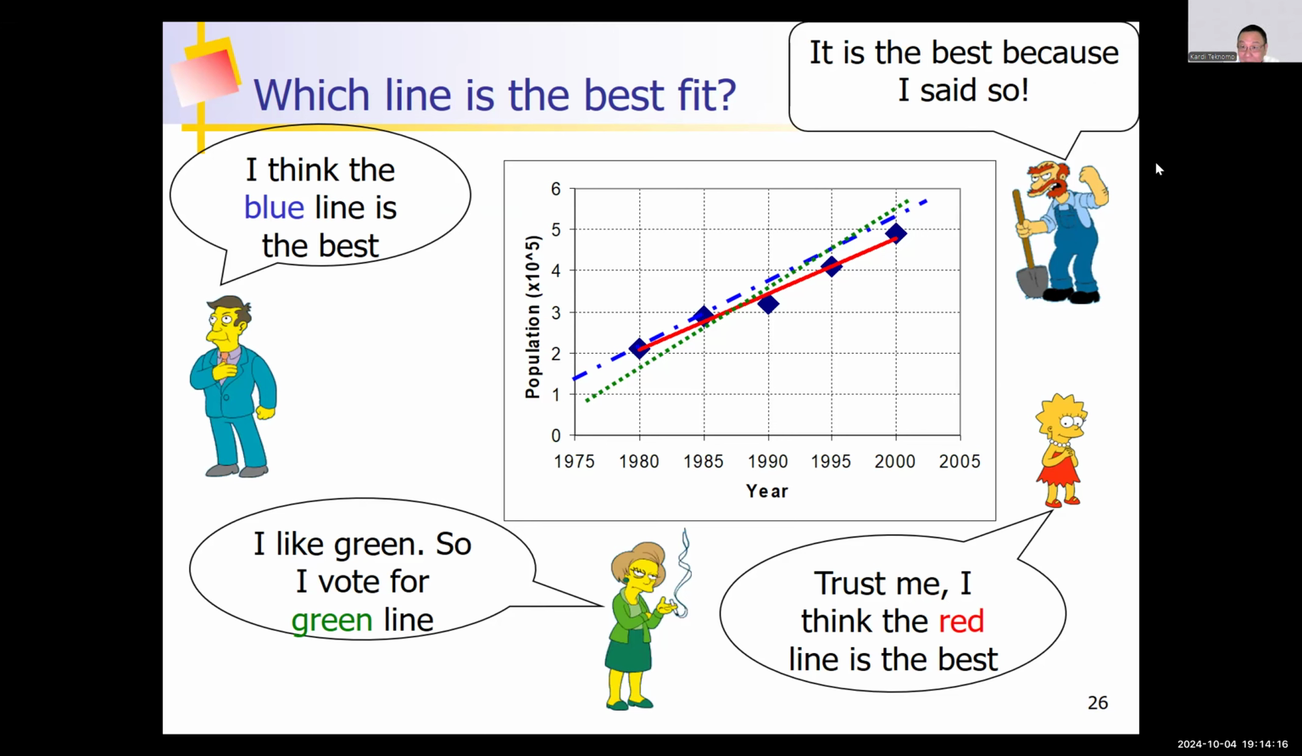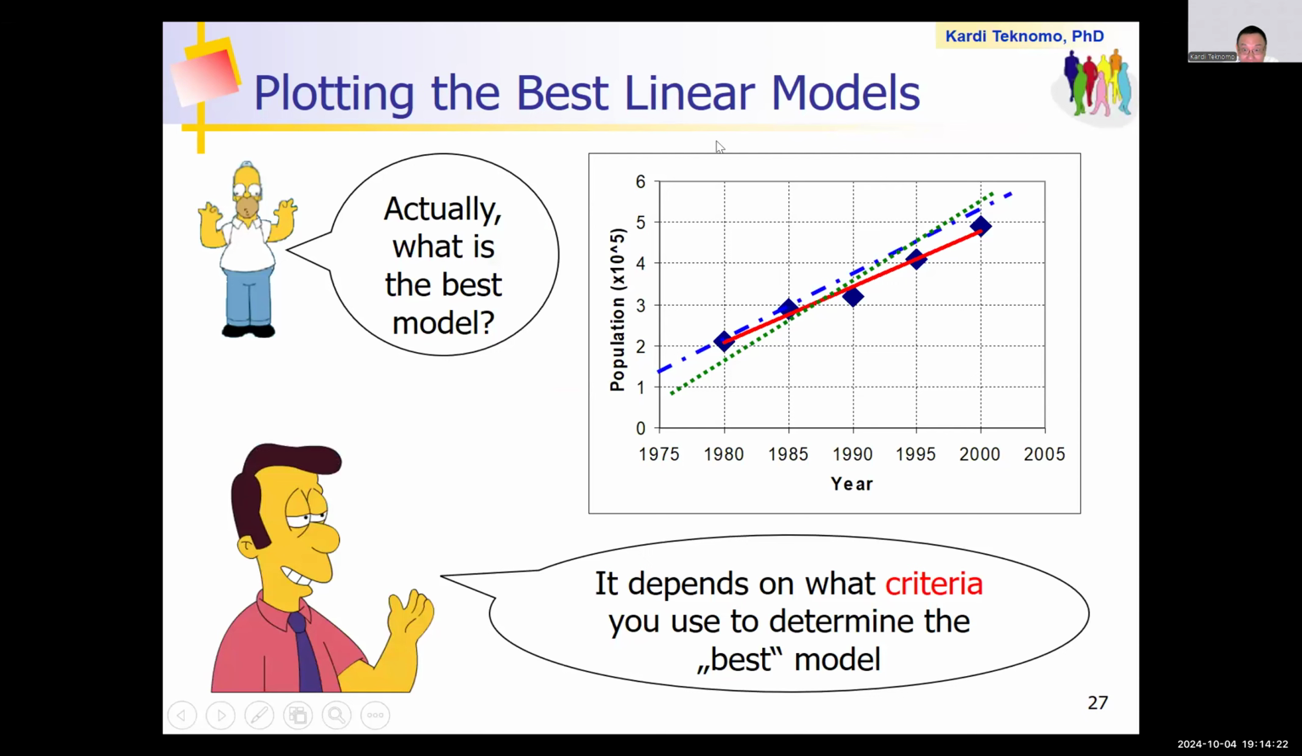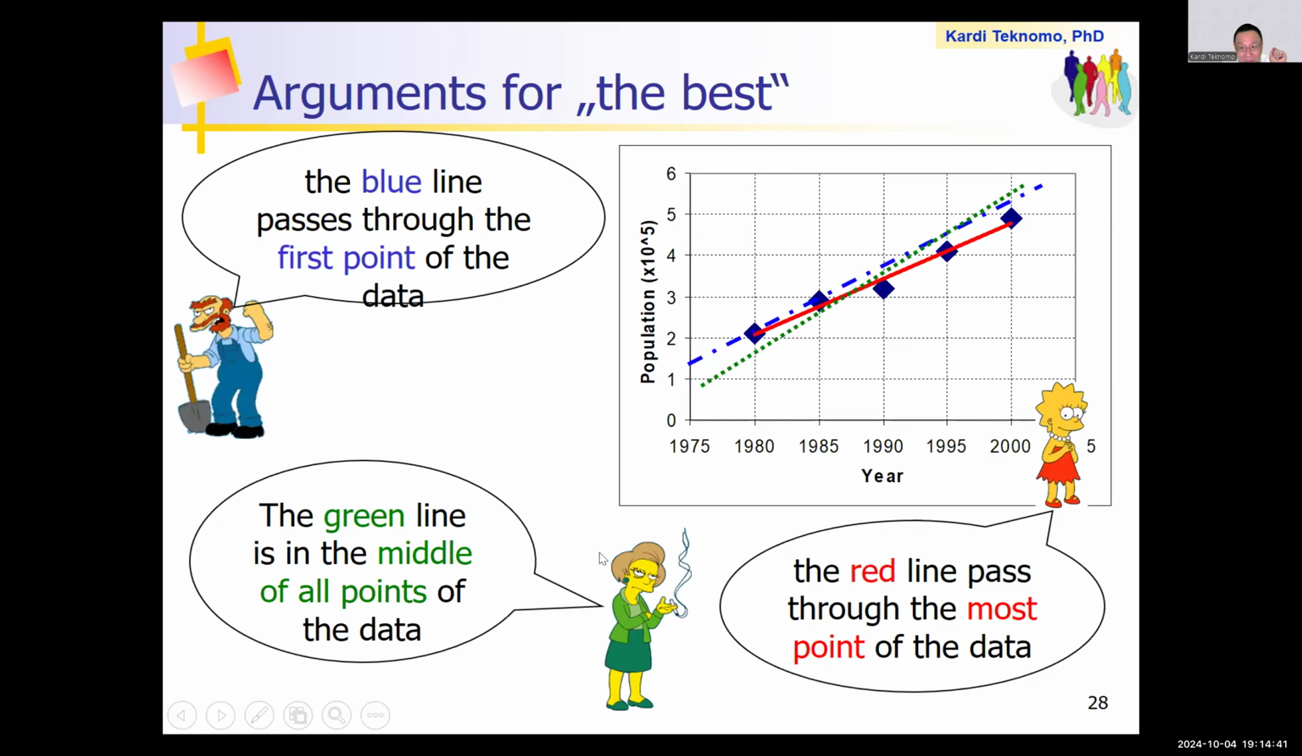Now look at it this way. Red is overfit. Okay, so what is actually the best model? The best model depends on the criteria. What is best? Then we can start to argue what the criteria are.